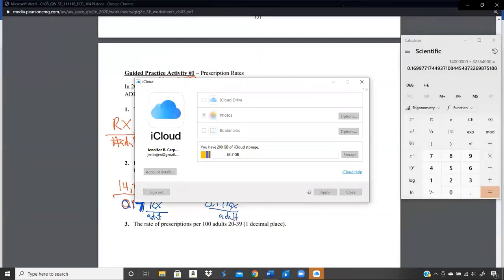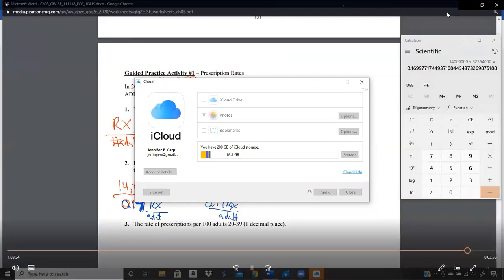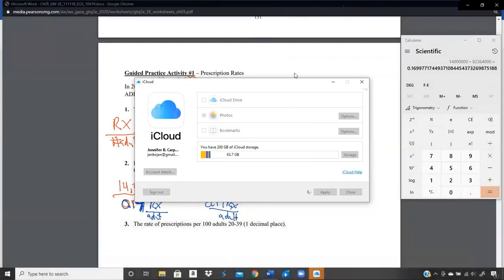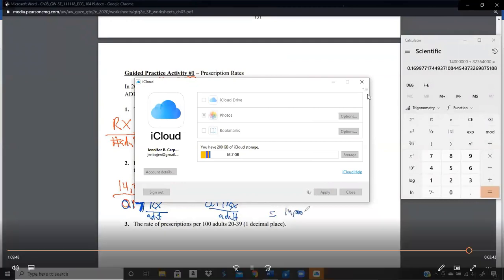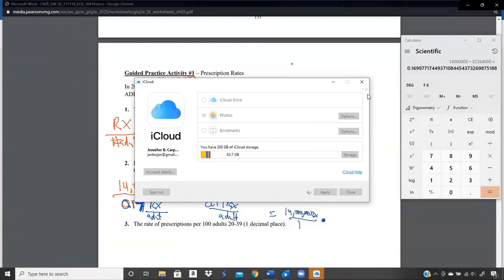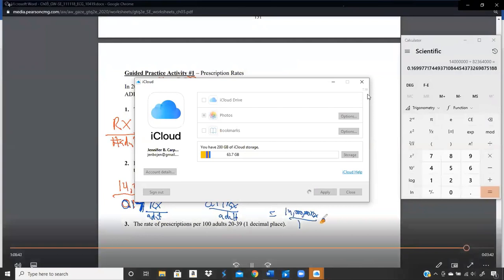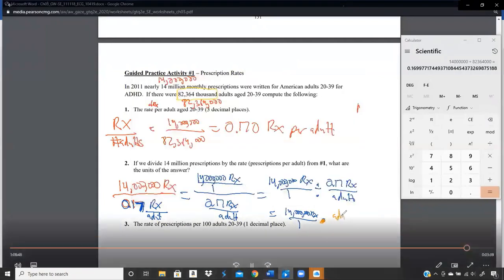This is a division of fractions, a fraction divided by a fraction. You are supposed to be coming in here with the knowledge of how to divide fractions. But you probably want to change this to the old school form of 14 million prescriptions over 1, then the 0.17 prescriptions per adult, which would give us 14 million prescriptions over 1 times, and let me change color to show that emphasis, times, we flip it. The adults go in the top now, and the 0.17 prescriptions go in the bottom.